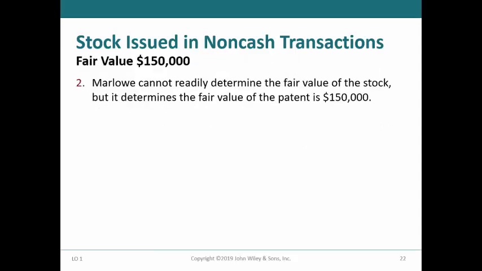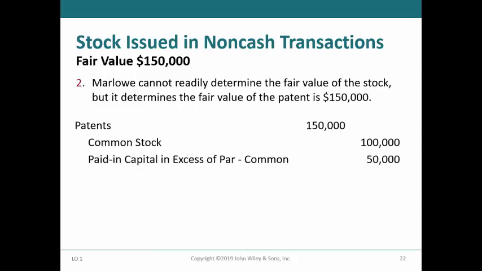If Marlowe cannot determine the fair value of the stock but can determine the fair value of the patent is $150,000, then the entry would be a debit to patents for $150,000, a credit to common stock for $100,000, and a credit to paid in capital in excess of par common for $50,000.